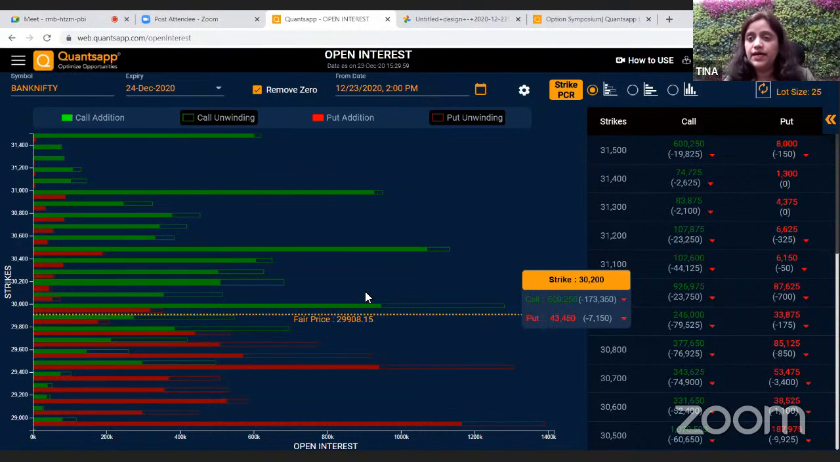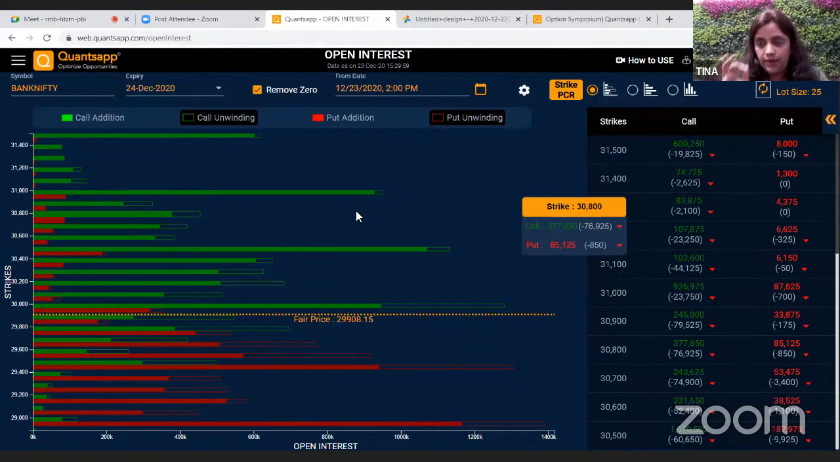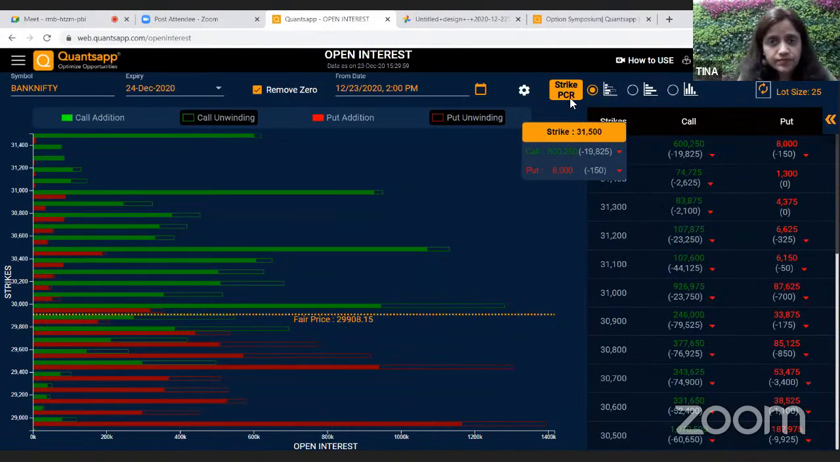Or if at all, say, is there any event which has come? So you can always compare things before the event and after the event. So this will help you to know how the sentiment is shifting. Okay, so this is one place where you can see in totality the magnitude of the shift, the magnitude of the resistance, the magnitude of the support, and how the strength is spanning out.